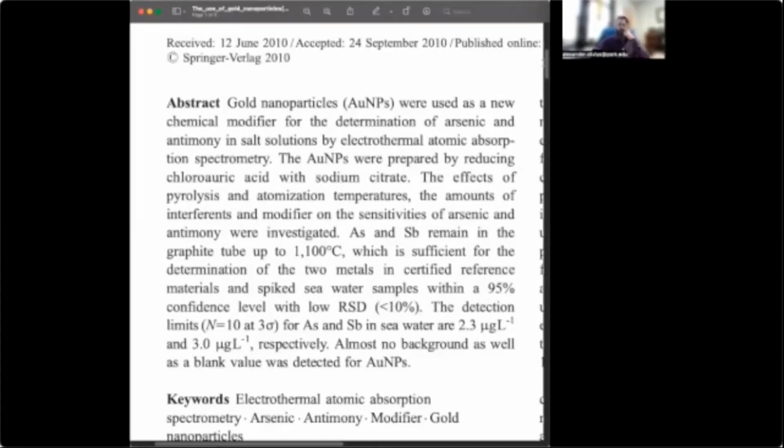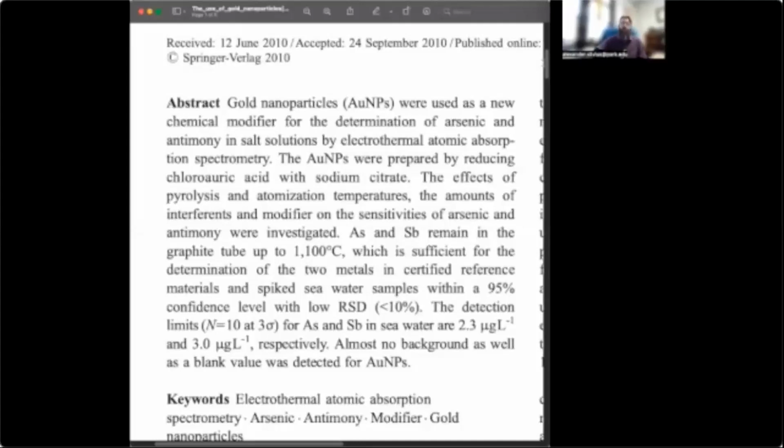So the next thing we should be looking at is the results. Arsenic and antimony remain in the graphite tube up to 1,100 degrees Celsius, which is sufficient for the determination of the two metals in certified reference materials and spiked seawater samples with a 95% confidence level and low RSD, 10%. Again, if you haven't had the statistics to know what those terms are, you would go look them up, but they're considered common knowledge at this level, so they're not going to define them.